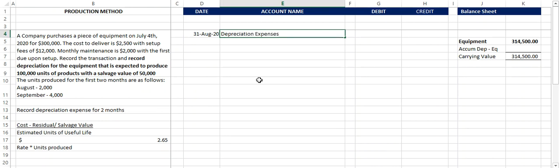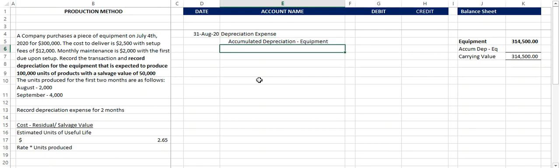Depreciation expense, accumulated depreciation equipment, doesn't change. Doesn't matter the type of depreciation calculation used. It's always going to be the debit to depreciation expense and the credit to accumulated depreciation equipment. The only time that changes is if we're reversing or taking out depreciation expense or accumulated depreciation. That's really the only time that happens, which doesn't happen often unless there was an error in the posting.